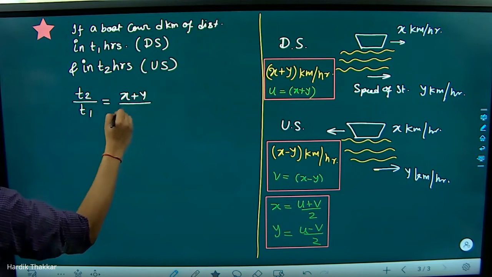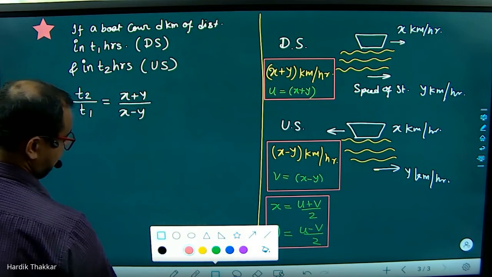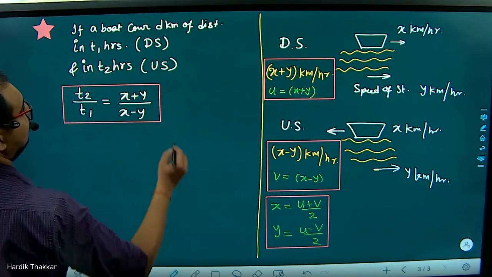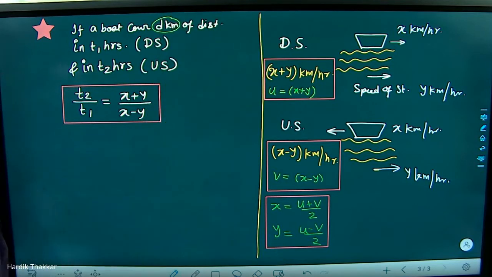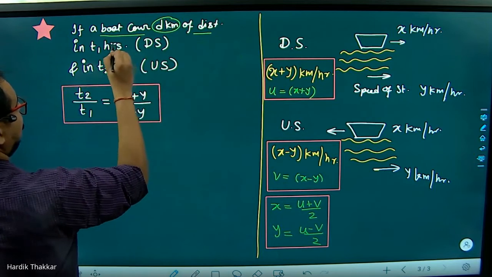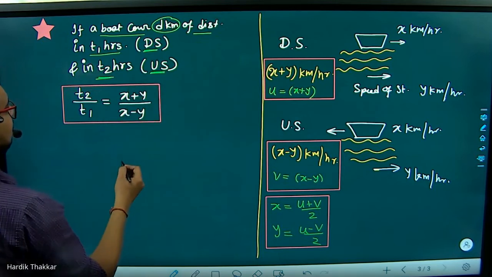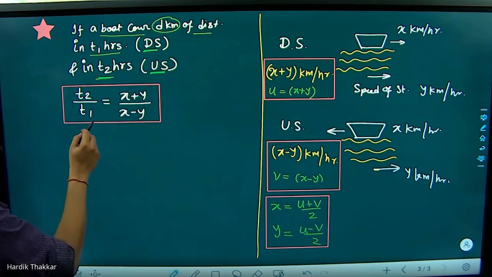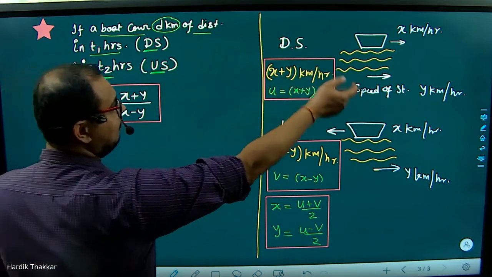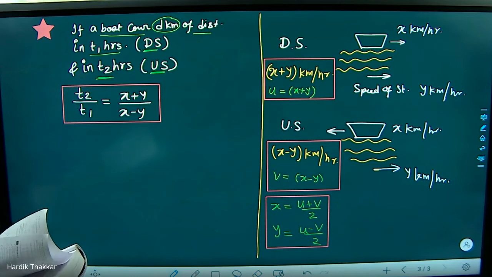I'm not going into the derivation part of this, I'm just writing the conclusion. So if a boat covers d kilometers of distance, a certain distance, this d is fixed, it can be any number. If a boat covers this distance in t1 hours for downstream and in t2 hours in case of upstream, then the relation between the time and the two speeds will be like this. Here x and y are the same as what we have considered before. So just note down this point also.